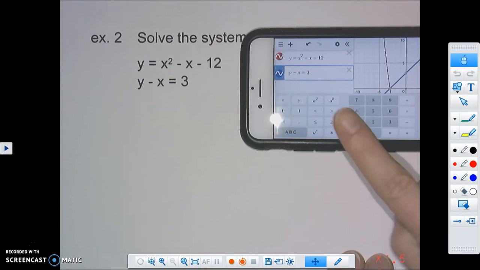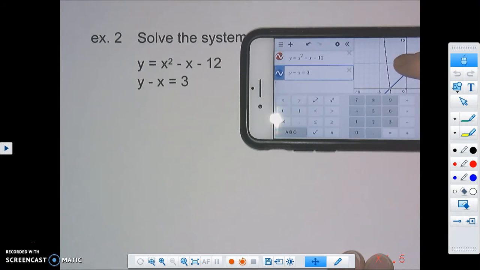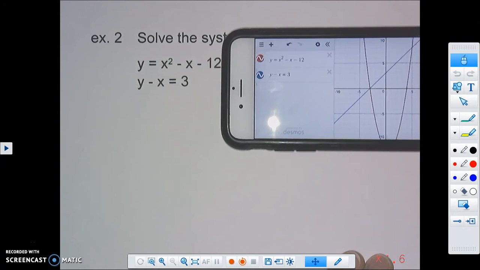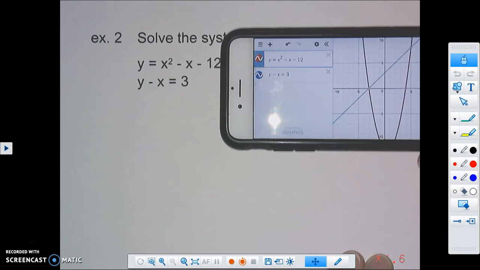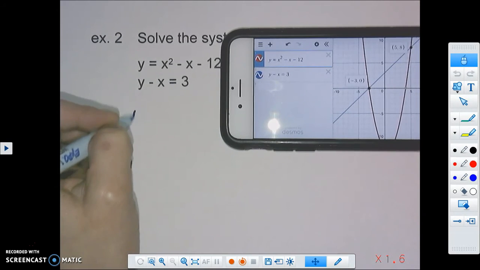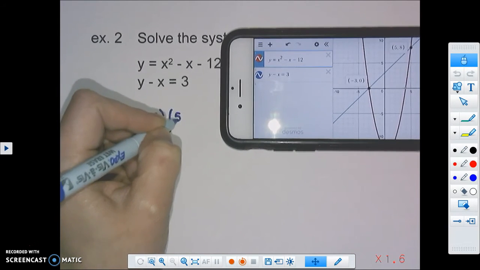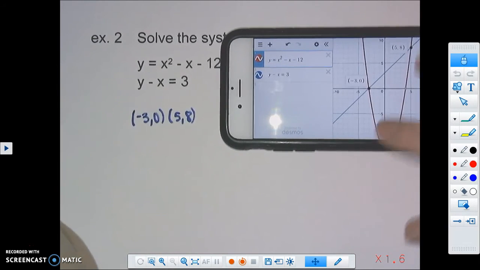We have both of those equations typed in, so now we're going to be looking over here, and if it helps, you can click on that to make this go away. If we look at these two graphs, we can click on those intersection points, and it's going to tell us that the two solutions to this system are (negative 3, 0) and (5, 8). So this parabola and the line happen to cross in two different places, so those are our two solutions to this system.